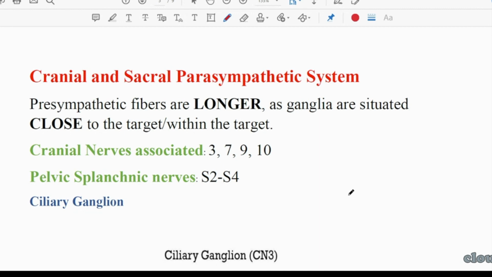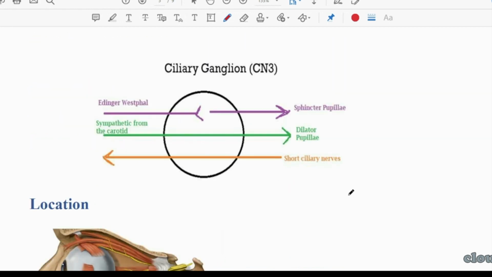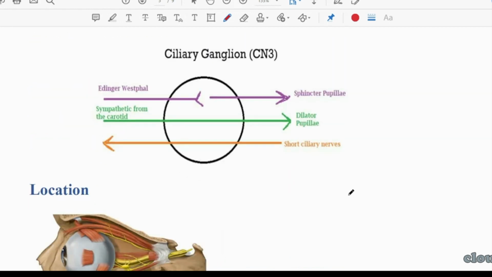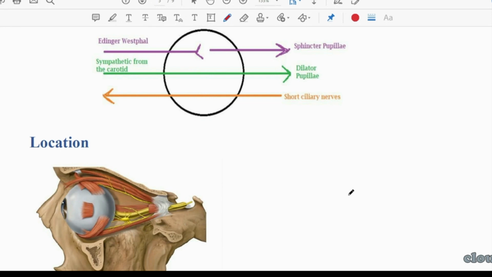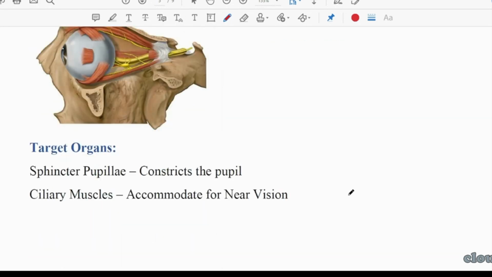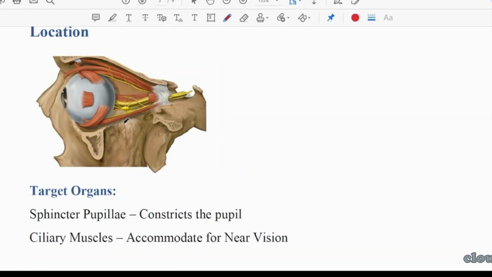Let's begin talking about the ciliary ganglion that receives its preganglionic fibers from the Edinger-Westphal nucleus, that travels with the motor root of the oculomotor nerve and synapses with the postganglionic fiber that travels via the short ciliary nerves. This provides innervation to the sphincter pupillae and ciliary muscles. You can find the ciliary ganglion in the orbit, just between the lateral rectus muscle and the optic nerve.